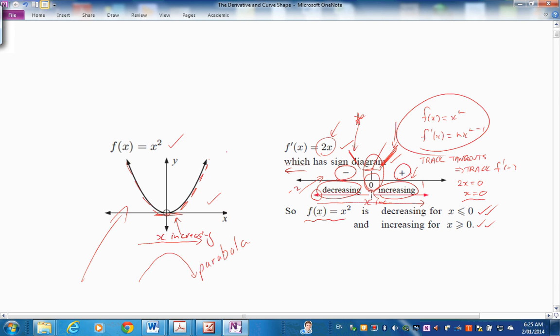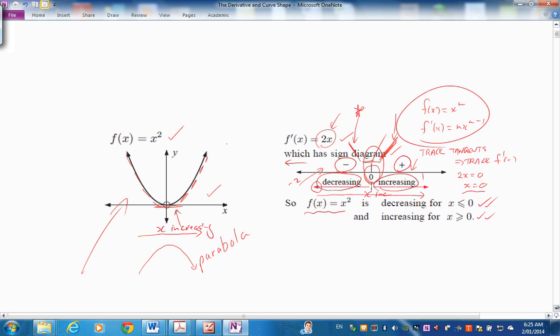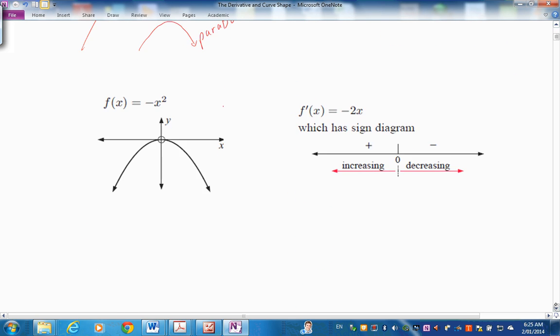Oh, how powerful is this derivative now? How powerful is it in giving us an idea of the shape of a graph with no calculator? Hey, we're getting into some good maths here. Okay, let's go and look at another one. We had a glimpse of this a minute ago.